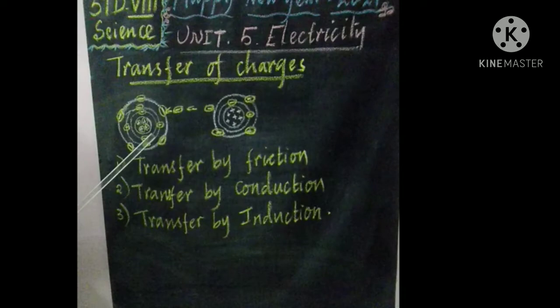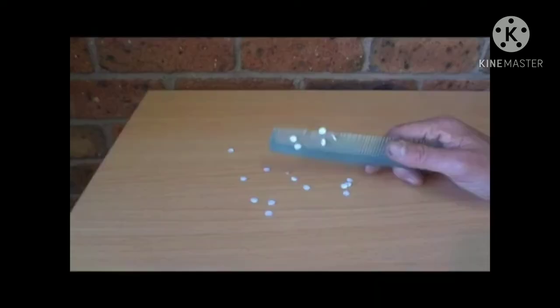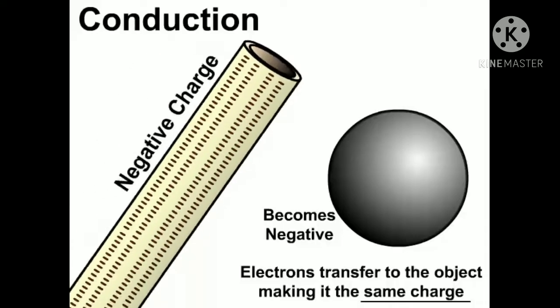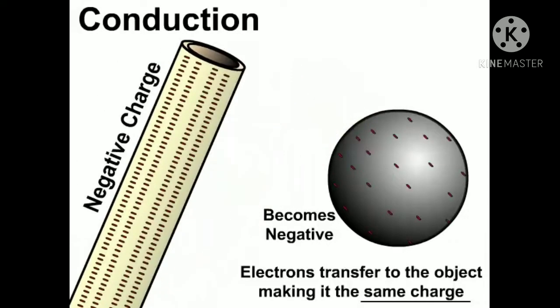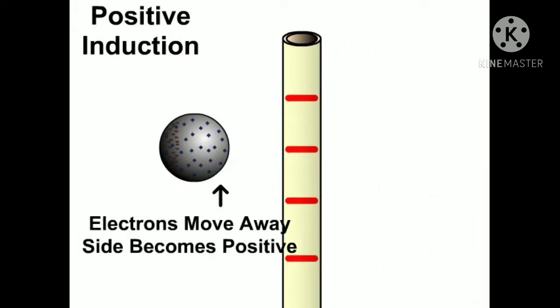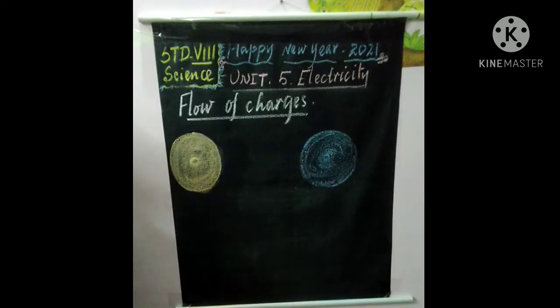Then about the transfer of charges, the movement of electrons from one atom to another atom in three ways: transfer of charges by friction, conduction, touching a charged object, and induction, without touching. In this class we start with the flow of charges. We can explain with two spheres.